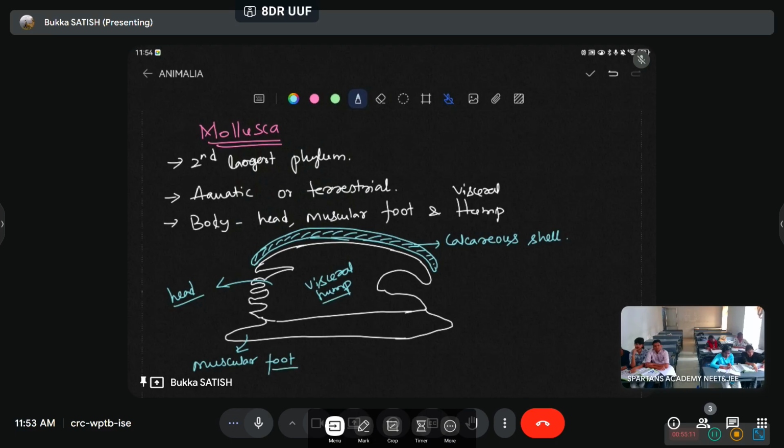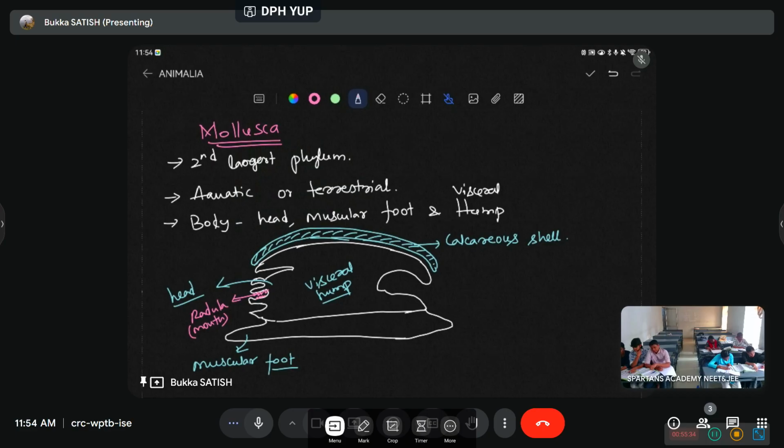Right. Apart from this, this is the mouth. In the mouth region, there is a specialized structure called radula. It's like a rasping organ. It will be helping in crushing the food and all.